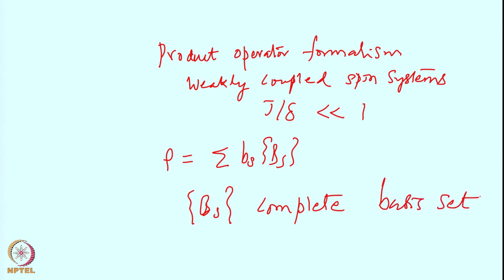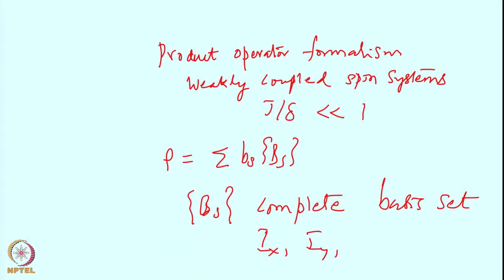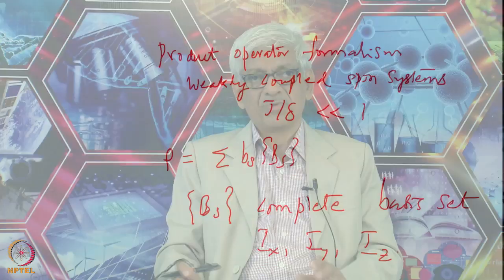Okay. So, then we started looking at what these individual basis operators mean. We said these are generally described in terms of the angular momentum operators, because it is a very natural thing to do. There are many ways of doing it, and we considered the Cartesian angular momentum operators Ix, Iy and Iz for individual spins. Then you can make combinations of these to generate products of 2 spins, 3 spins and things like that, which will generate a complete basis set using which we can express the density operator.